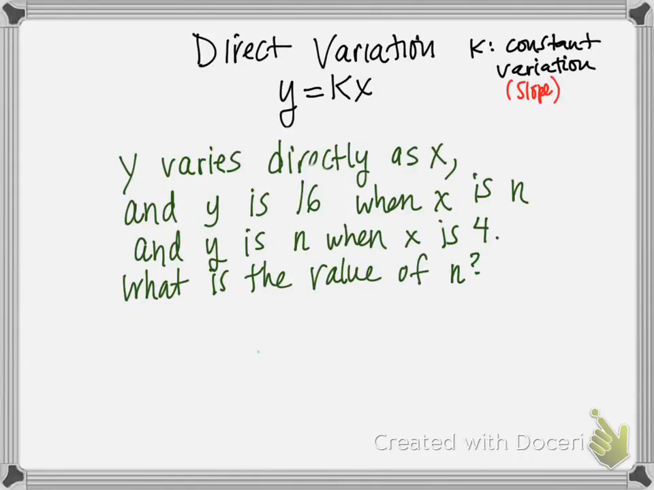Here's a direct variation example. Remember, in direct variation, k is really your constant of variation, or your slope. So y varies directly as x. The first thing I'm going to do is write the equation y equals kx. And it says y is 16 when x is n.